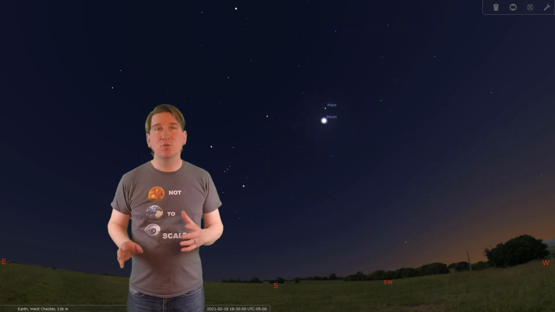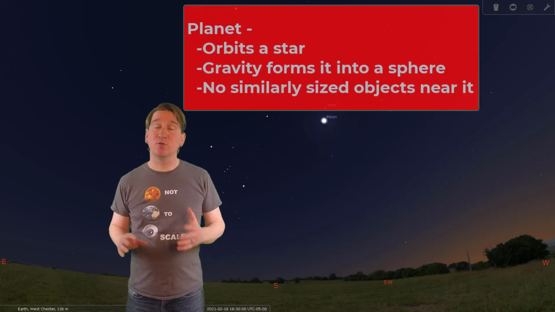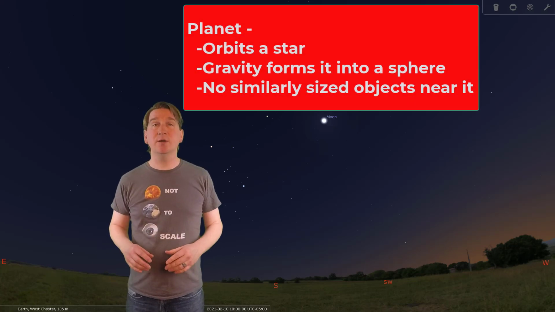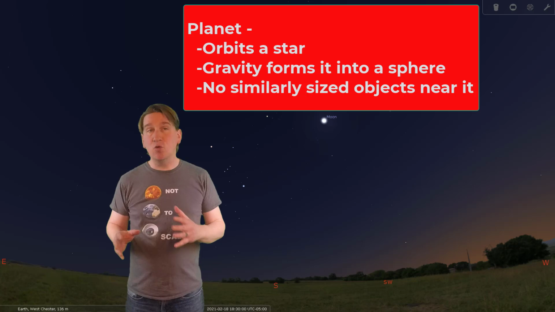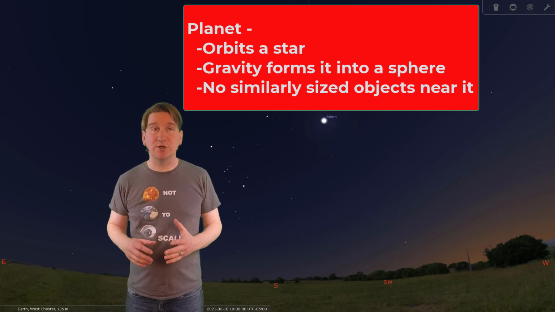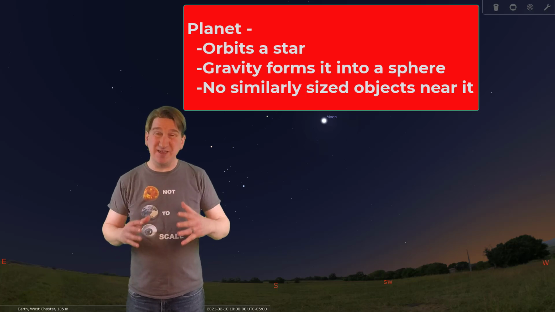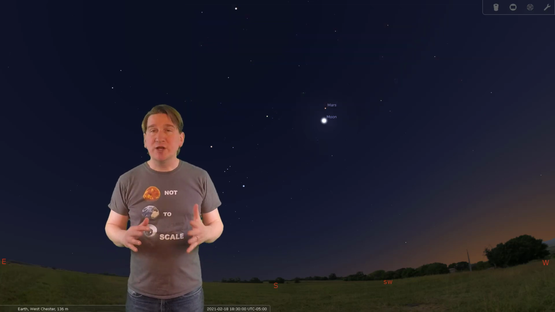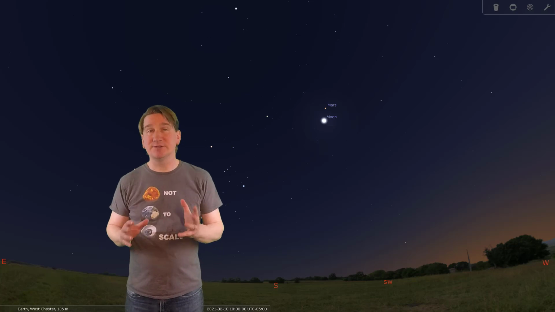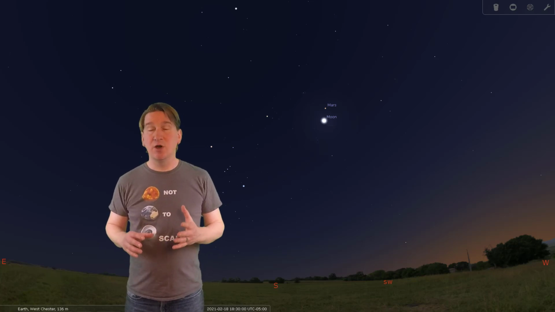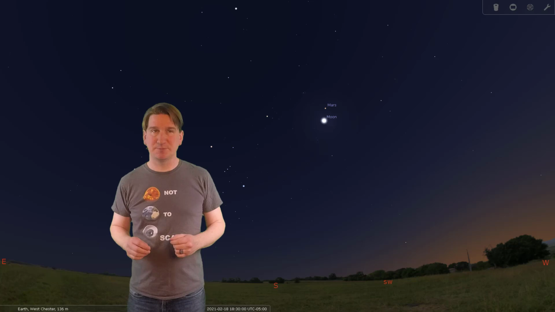In this course, we will define a planet as an object that revolves around or orbits a star, is large enough that its own gravity forms it into a sphere, and does not have any similarly sized objects within its orbit. Astronomers who focus on studying the planets and other objects in the solar system are called planetary scientists.